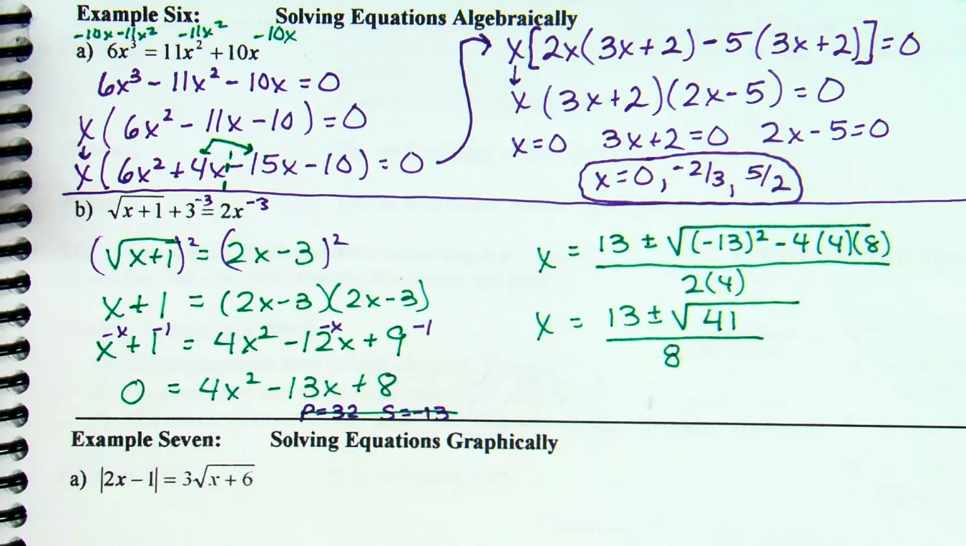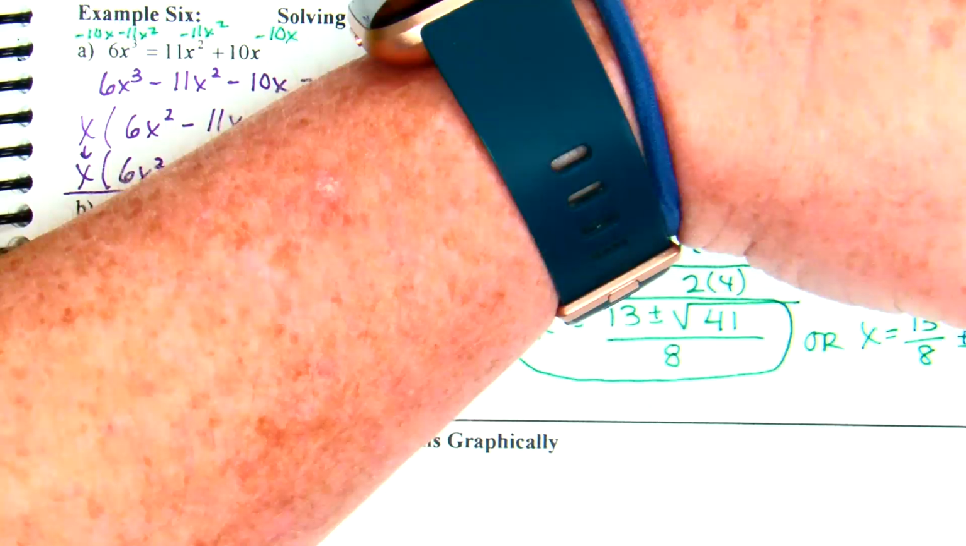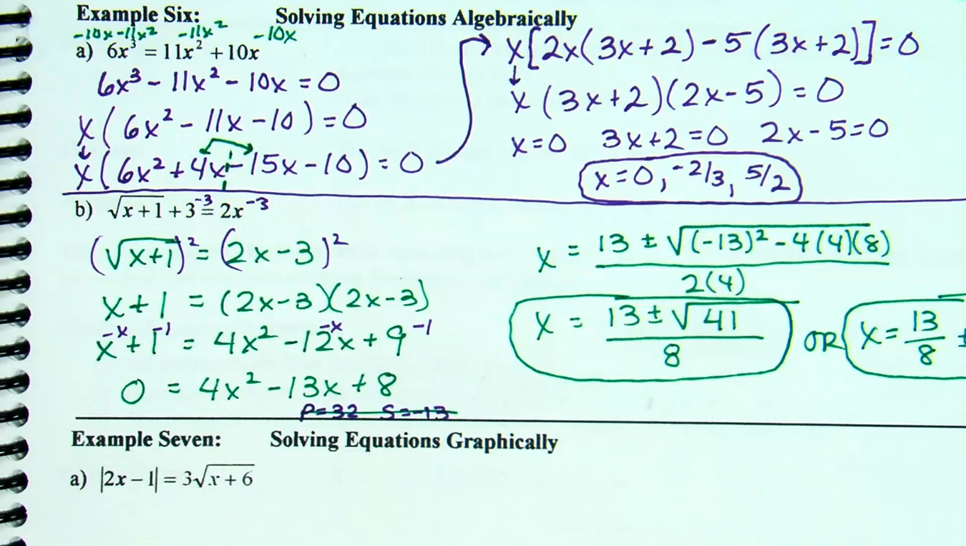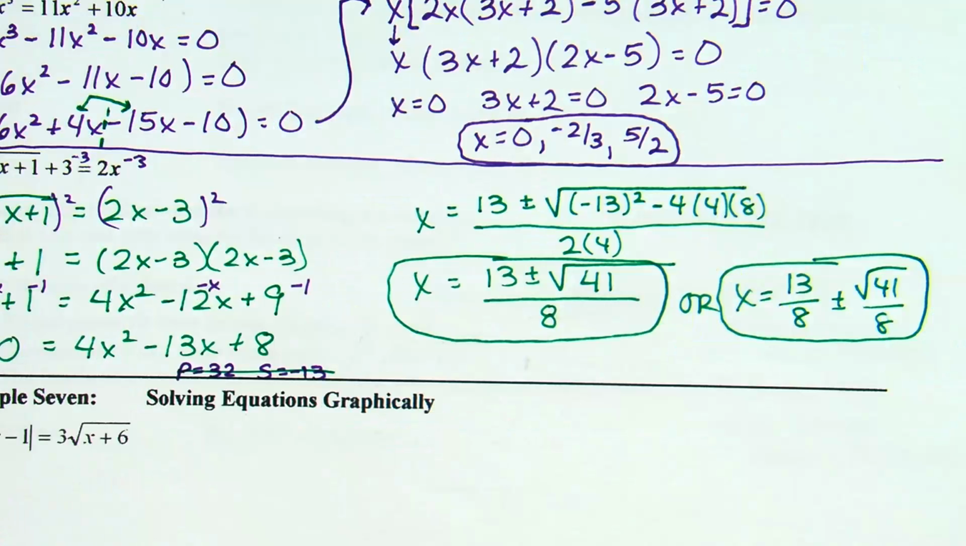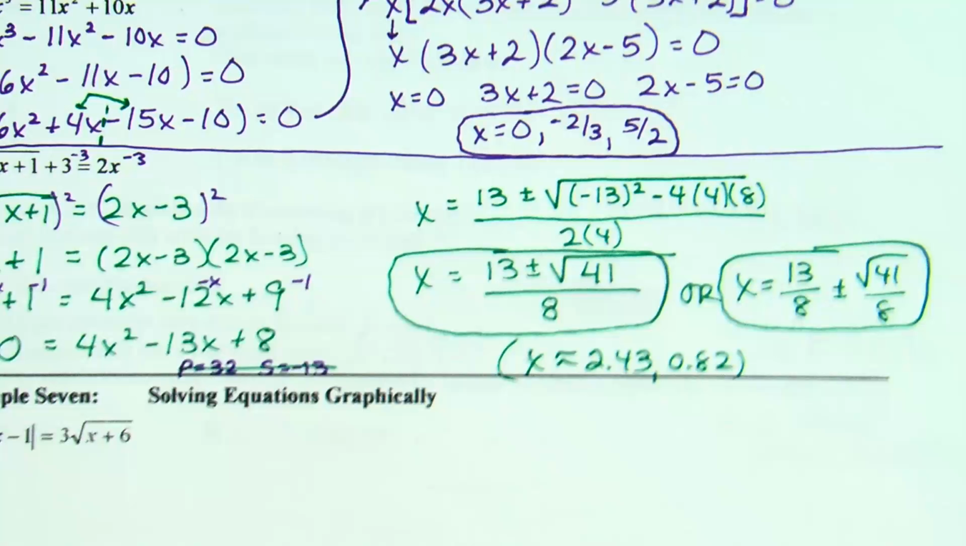Based on the fact that 41 is not a perfect square, has no perfect squares in it, this is one way you could leave your answer. You could also break it into 2 fractions and say 13 over 8 plus square root of 41 over 8 as a possible answer. Worst comes to worst, if you needed a decimal, you could give decimals. I have written down in my notes that the decimals are 2.43 and 0.82. I don't use it.